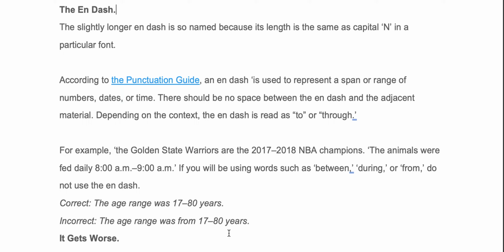Okay, now we get into the meat, the en dash. The slightly longer en dash is so named because its length is the same as a capital N in a particular font. According to the Punctuation Guide, an en dash is used to represent a span or range of numbers, dates, or times. There should be no space between the en dash and the adjacent material. Depending on the context, the en dash is read as to or through.